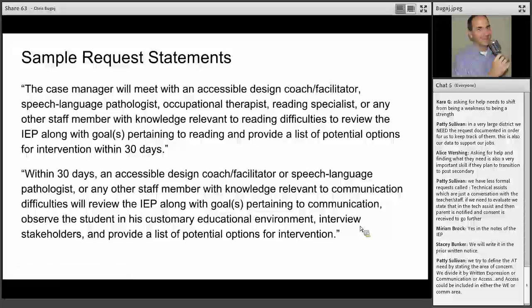So by making it a statement as opposed to one noun, it clarifies and everybody is on the same page. This is exactly the action that's going to take place. This is exactly how we're going to get help.